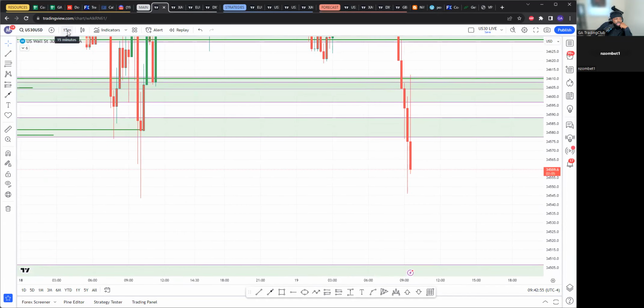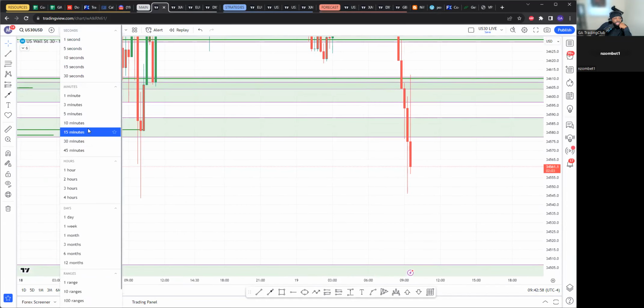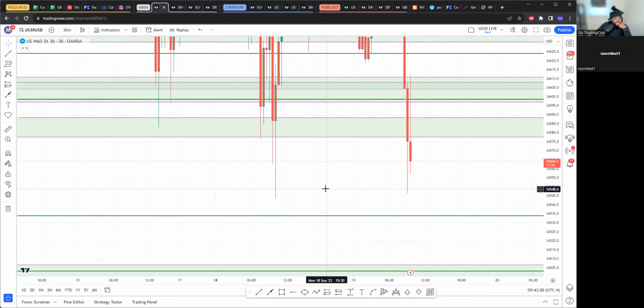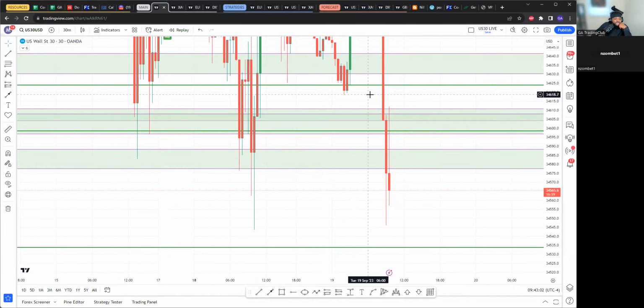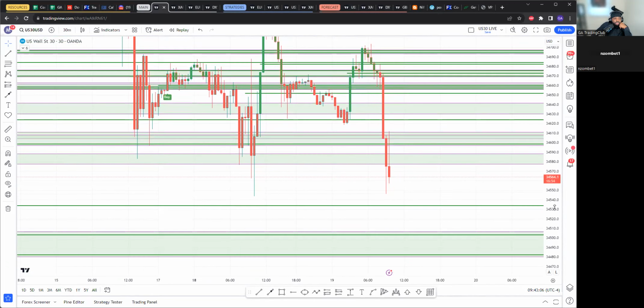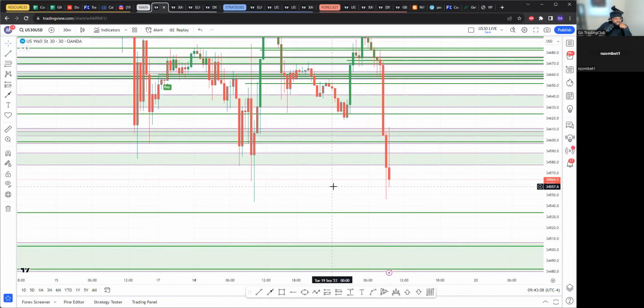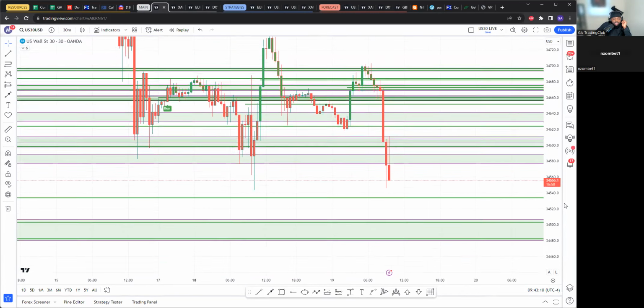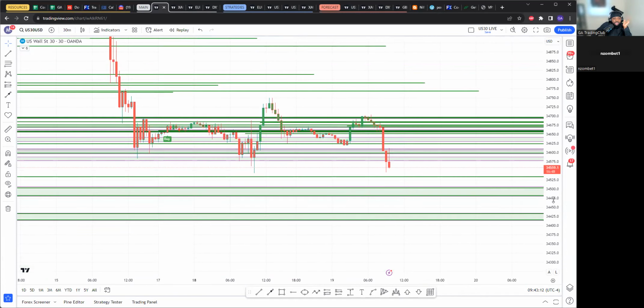But on the 15 minutes, nothing really right now in the direction of daily bias. On the 30 minutes, nothing in the direction of daily bias, because you can see all these bullish zones are still being broken down by US 30 as it moves down, which is fine, right? I still have buy zones for US 30 down here.